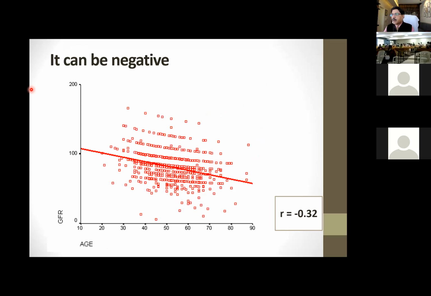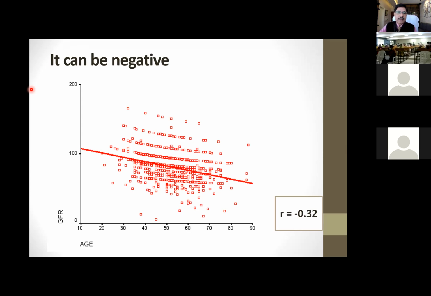So for example, here, it can be a negative correlation also. Age versus eGFR. Glomerular filtration rate comes down with age. From 10 years to 90 years, what was 120 or 110 at 10 years has come down to around 50 or 60 by the age of 80 years. So this is a negative correlation, where the correlation coefficient is designated by R, and it is a minus correlation because with age, the value is coming down.